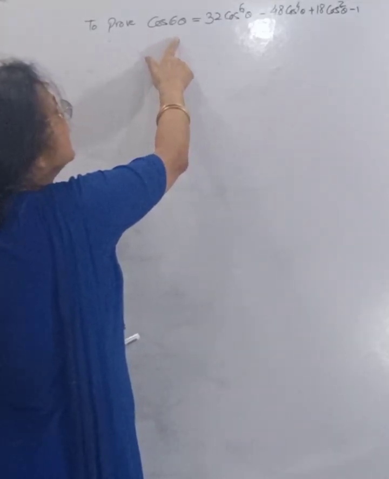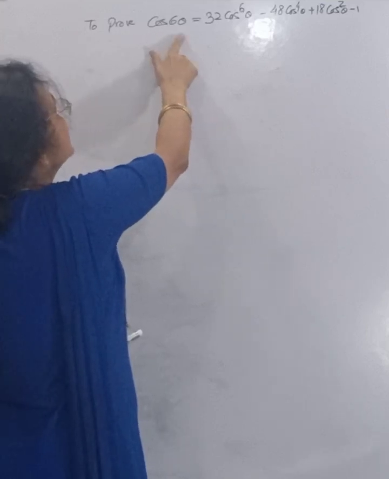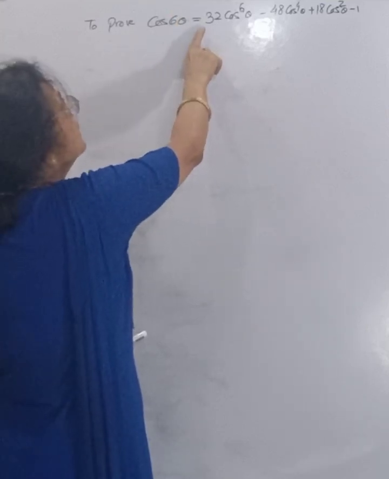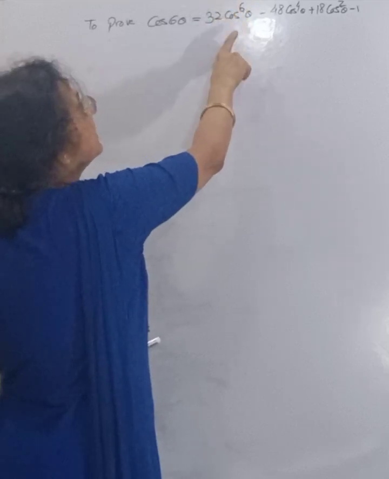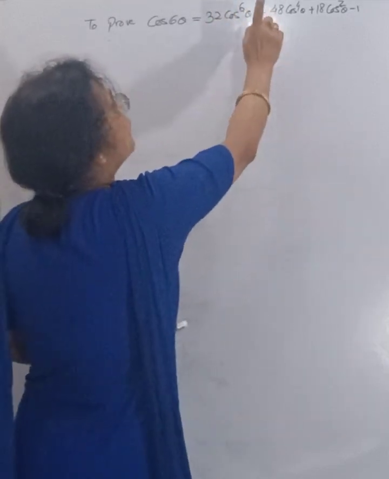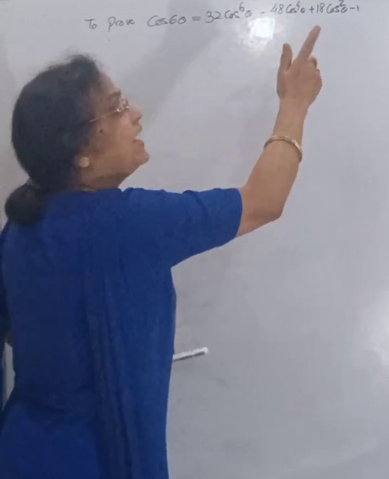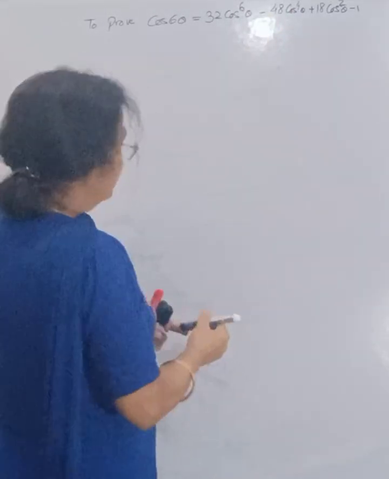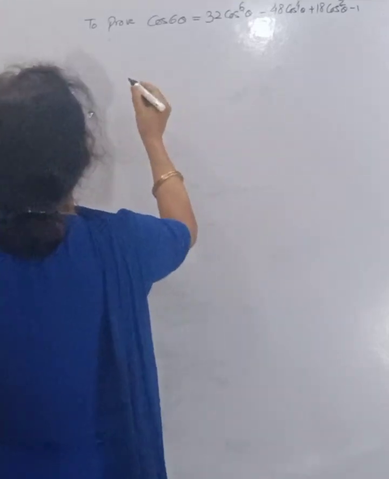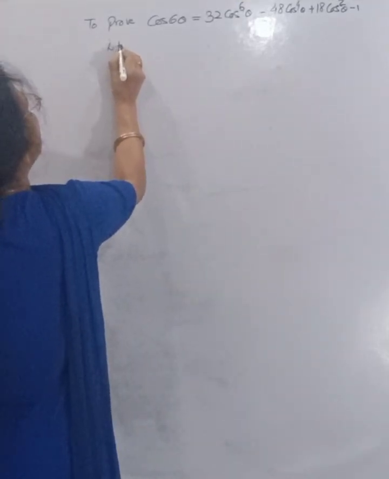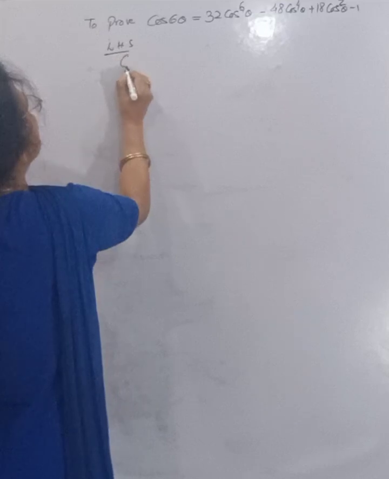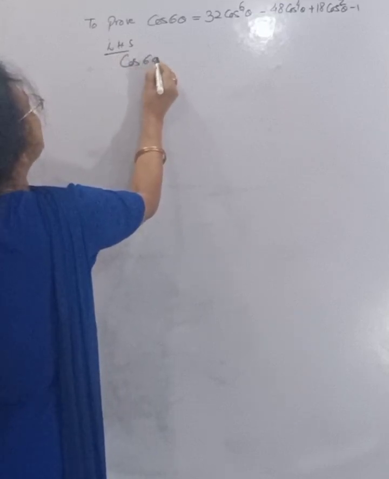Cos of 6 theta, we have to prove. Cos of 6 theta will be equal to 32 cos to the power 6 theta minus 48 cos to the power 4 theta plus 18 cos square theta minus 1. This is to be proved. Okay, let's start with the left hand side.